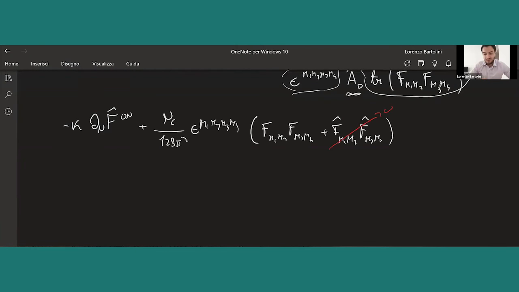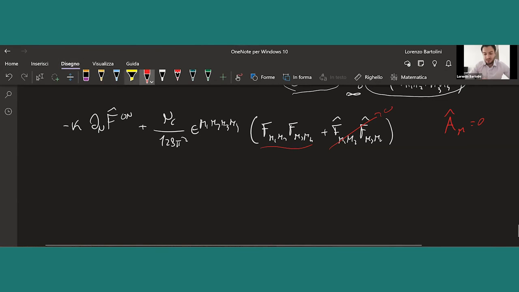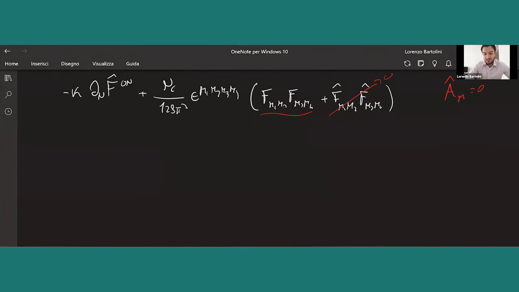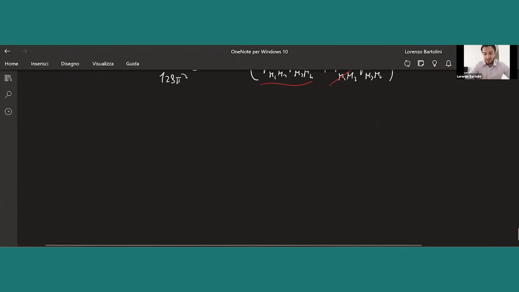These vanish because A_m abelian is 0. I mean, they appear next to leading orders. So for this order here, they're 0. And here we have what we wanted. And you can solve this equation, which involves a Laplacian of a 0.